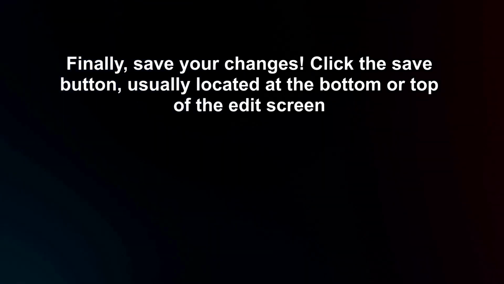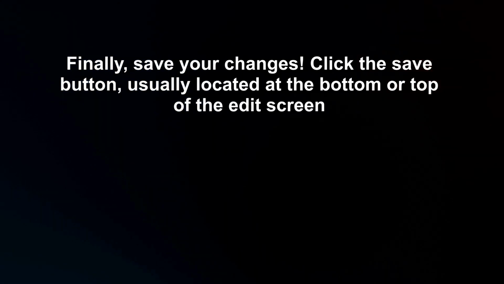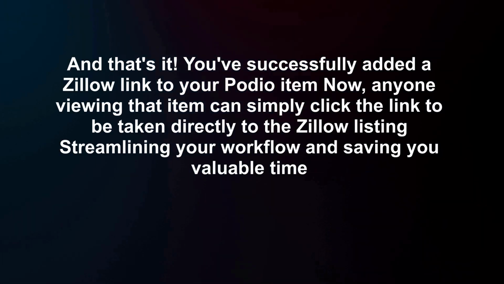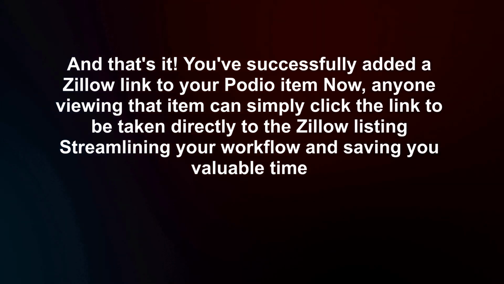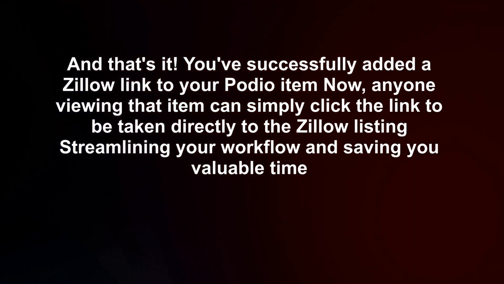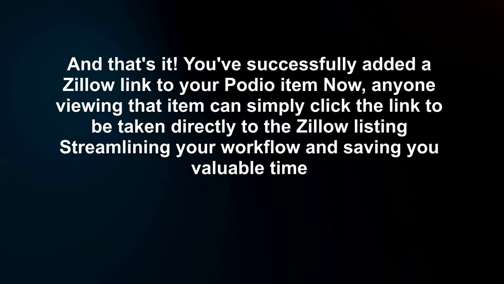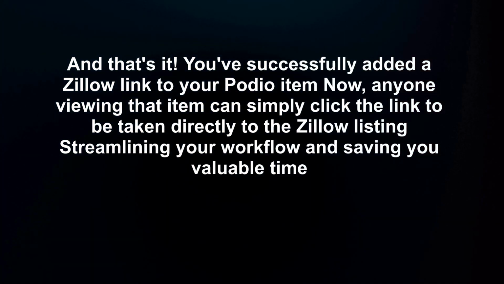Finally, save your changes. Click the Save button, usually located at the bottom or top of the edit screen. And that's it. You've successfully added a Zillow link to your Podio item. Anyone viewing that item can simply click the link to be taken directly to the Zillow listing, streamlining your workflow and saving you valuable time.